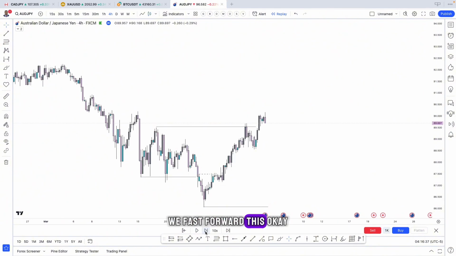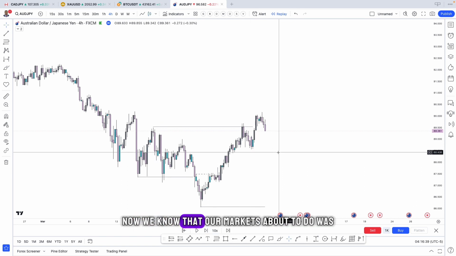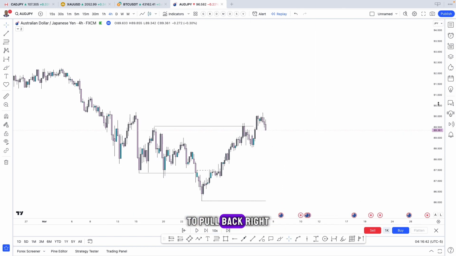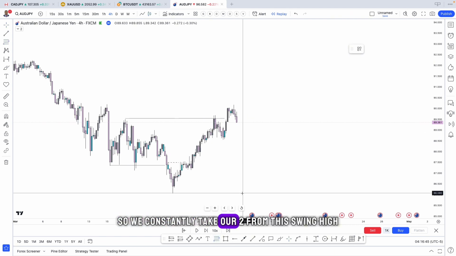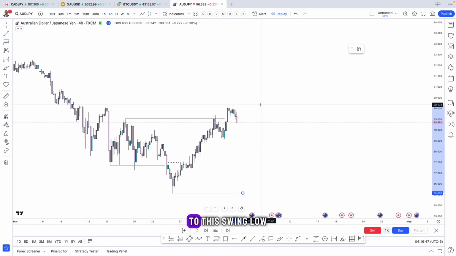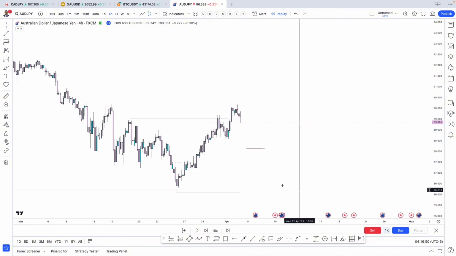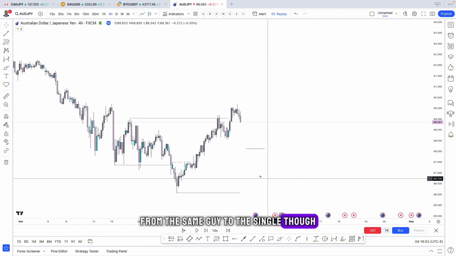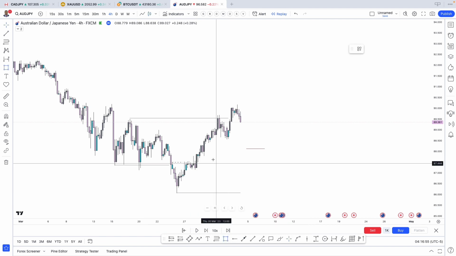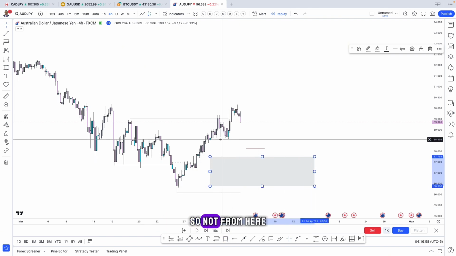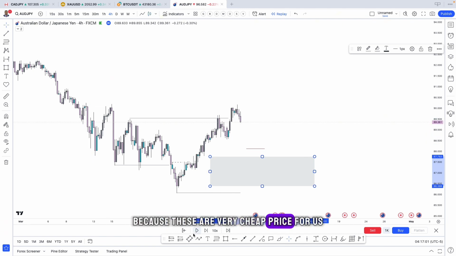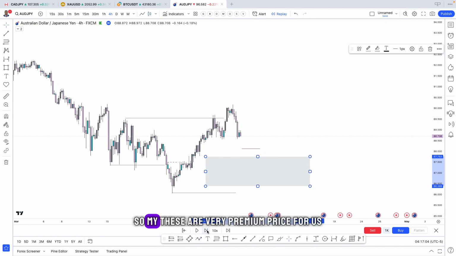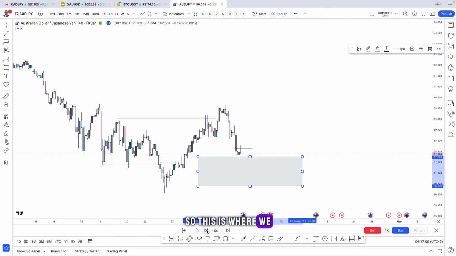We fast forward this. Okay, now we know that our market is about to pull back, right? So we confidently take our Fib from this swing high to this swing low. Then we are expecting to be buying from all these zones. So not from here, not from here, because these are very premium prices for us. So this is where we are taking our trade from. Why? Because that zone is a discount level we want to be buying from.